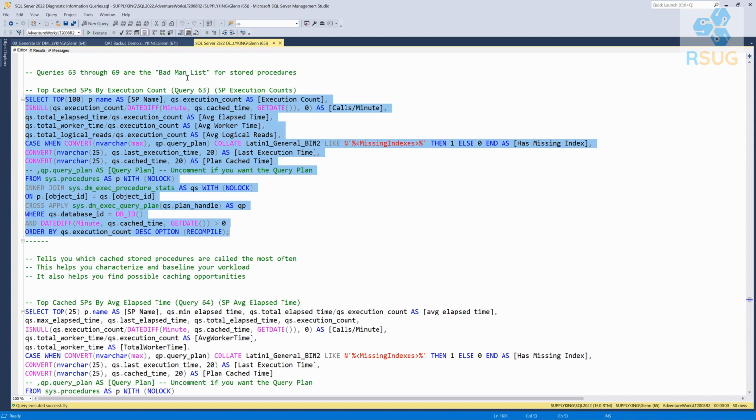And we would work together as a team to tackle whoever was at the top of the bad man list. And if you do that through several iterations, I guarantee you will improve performance, because it's showing you which things are the most expensive and you're doing something about them.